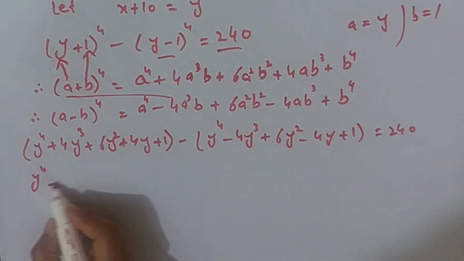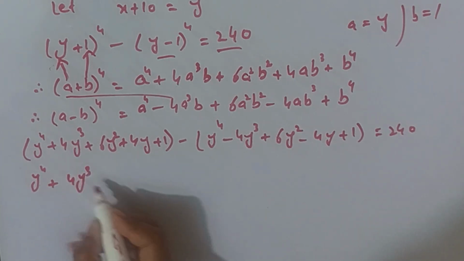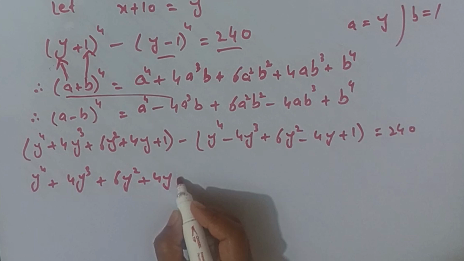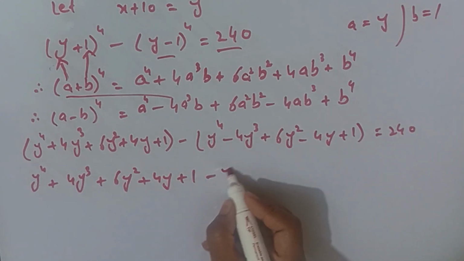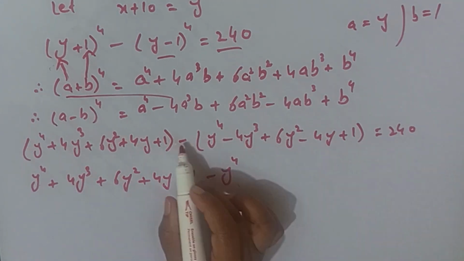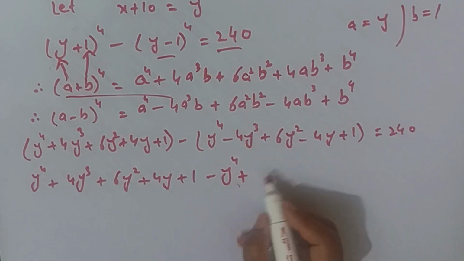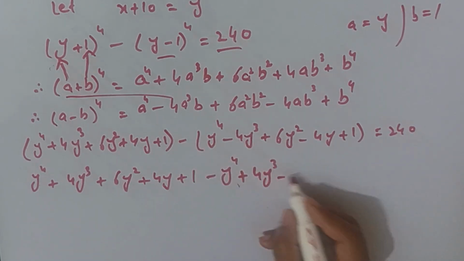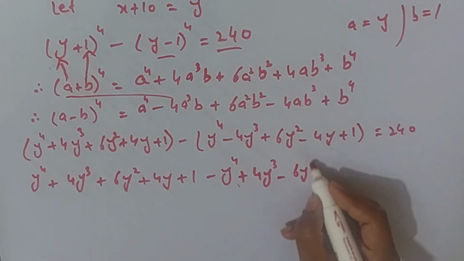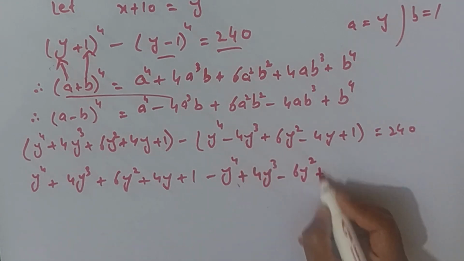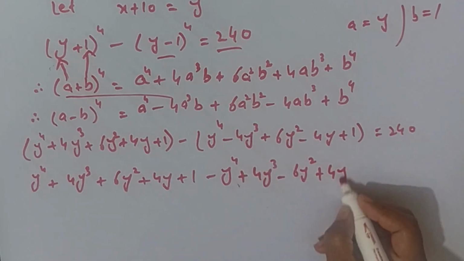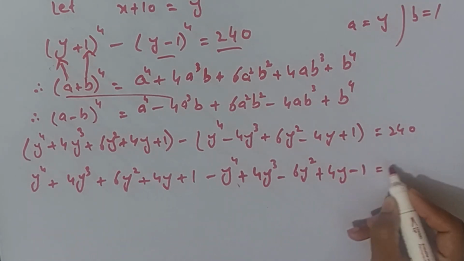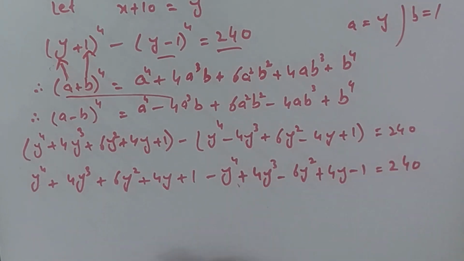Now we expand this. y^4 + 4y^3 + 6y^2 + 4y + 1 - y^4. The negative will become a positive. The next terms are 4y^3; negative times positive will become a negative. For 6y^2, the negative will become a positive. So we have 4y. Negative times positive will become a negative 1. This is equal to 240.